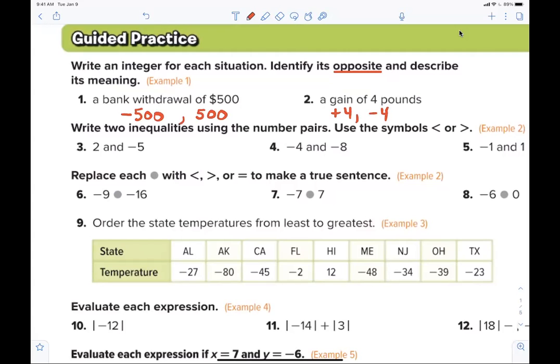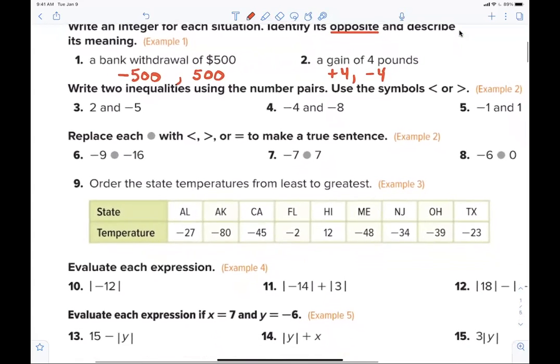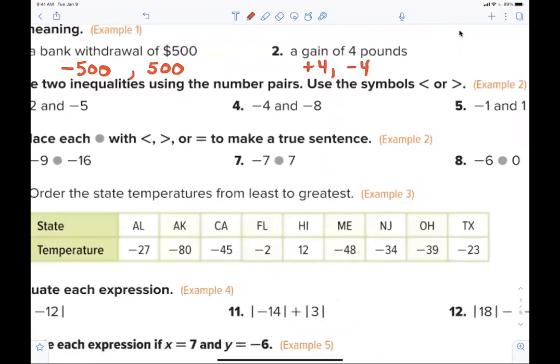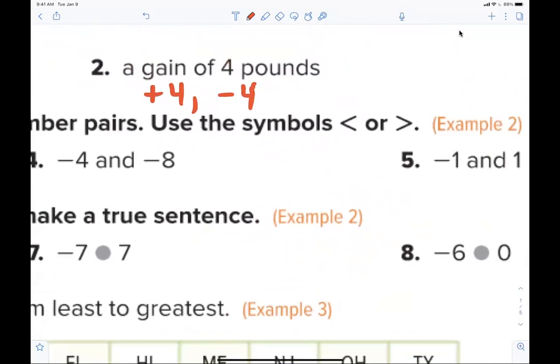Okay, Mackenzie, you're up. Now, do you remember what this symbol is right here? What is that? Less than. You are correct, less than. So if you forgot that, write it down. And the other one, of course, would be what? Greater than.